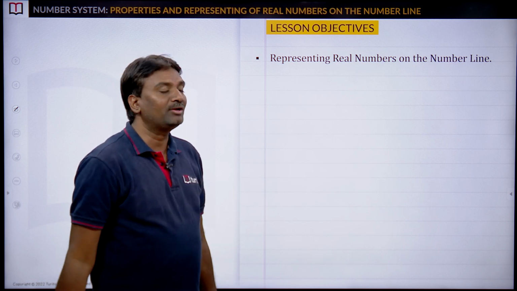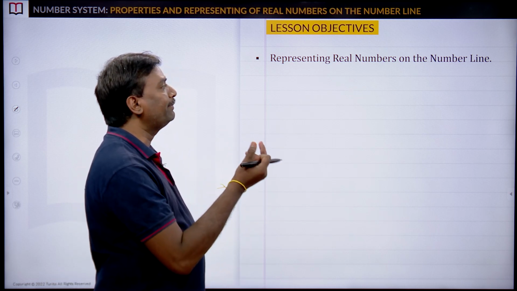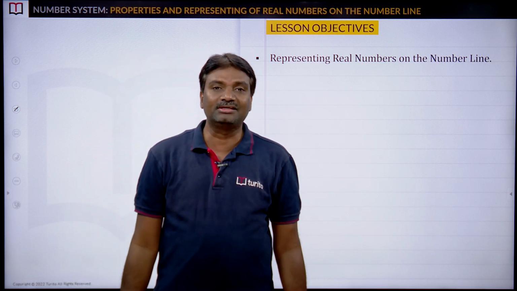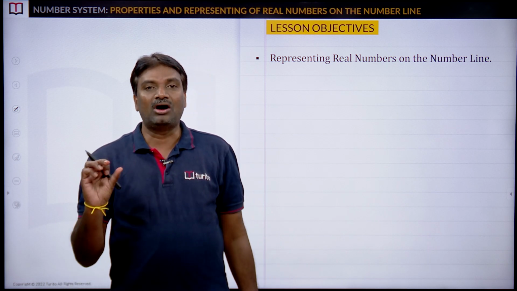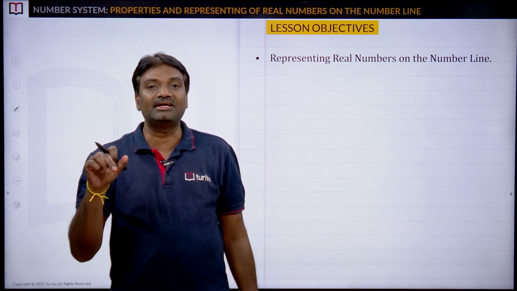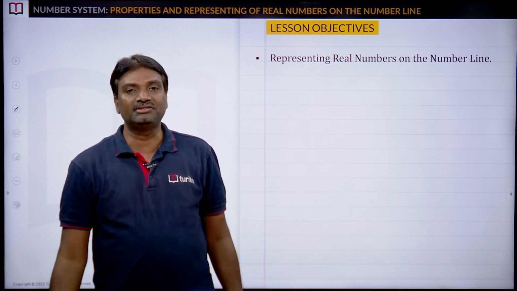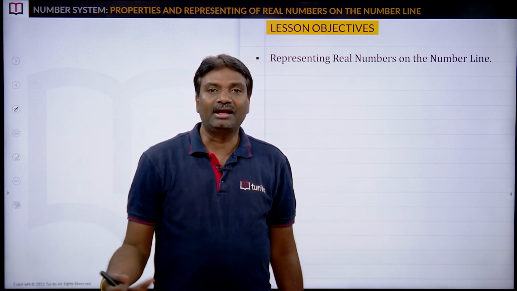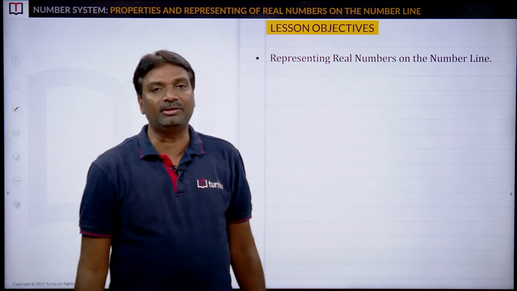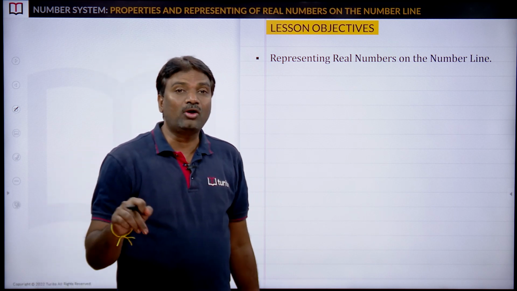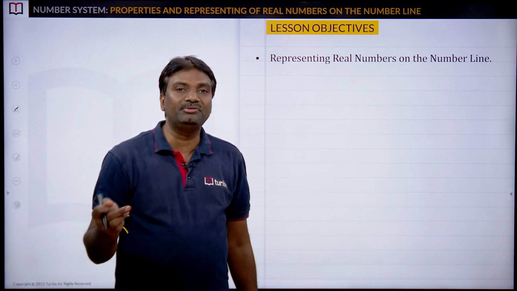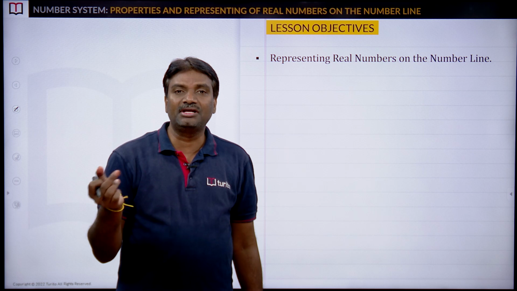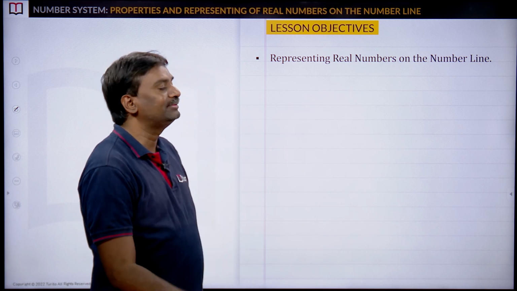In today's class we are going to discuss how to represent a real number on the number line. In the last class we discussed what a real number is. The combination of rational and irrational numbers is known as a real number. A rational number means any number of the form p by q. A number which cannot be expressed in the form of p by q is known as an irrational number.